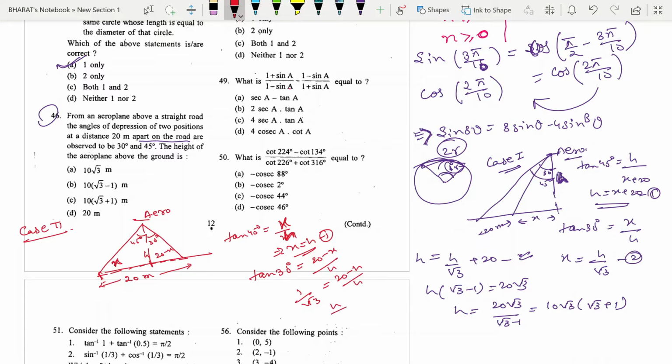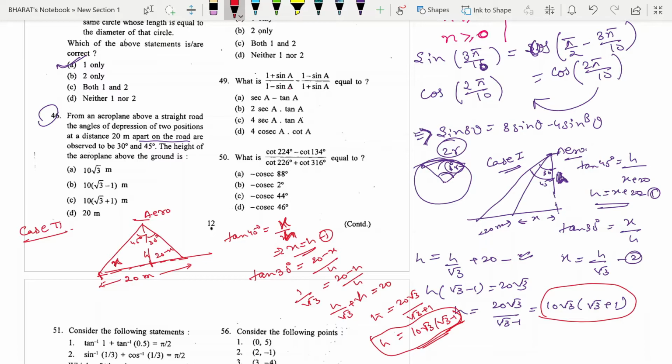So h upon root 3 plus h is equal to 20. H is equal to 20 root 3 by root 3 plus 1. We are going to find that it will come 10 root 3 into root 3 minus 1. Again the answer is not matching. So we came to know that h can be either this or this.